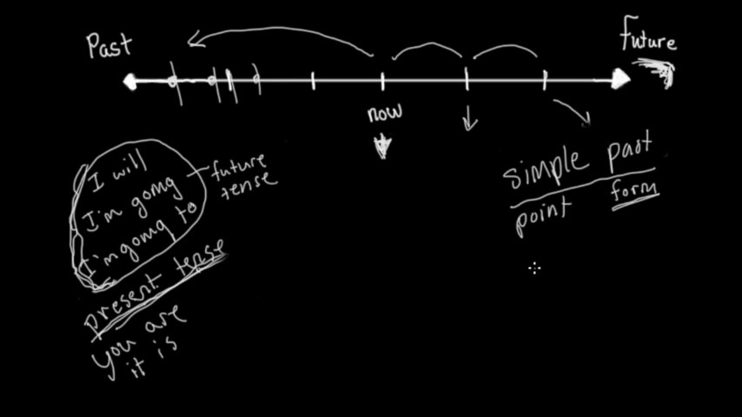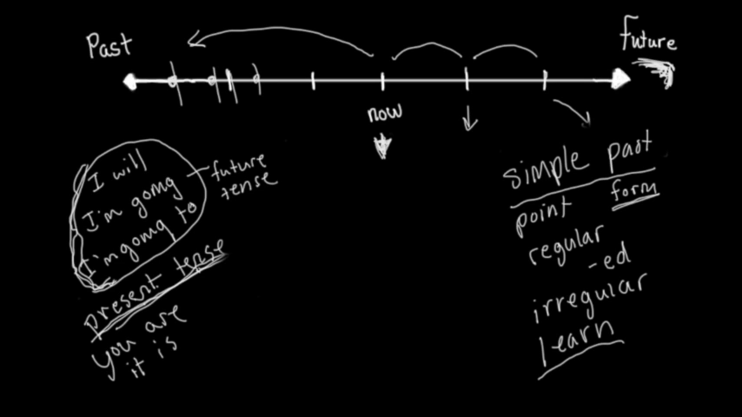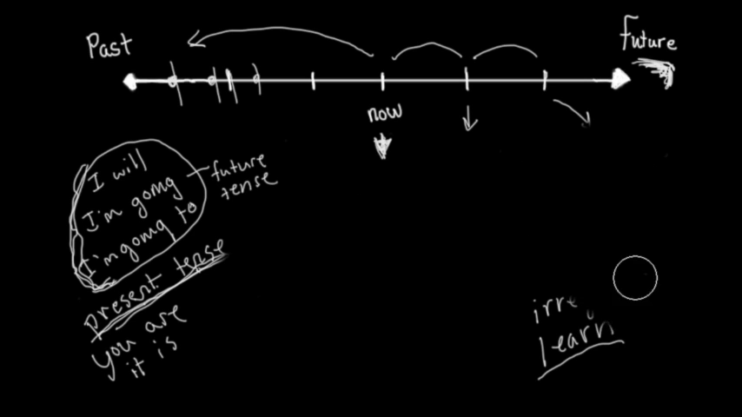Some of them are called regular simple past. And if it's regular, it ends with ed. And some of them are called irregular. And irregular means it ends with, I don't know, a lot of different things, many different endings. And you just have to learn them. You have to study them.